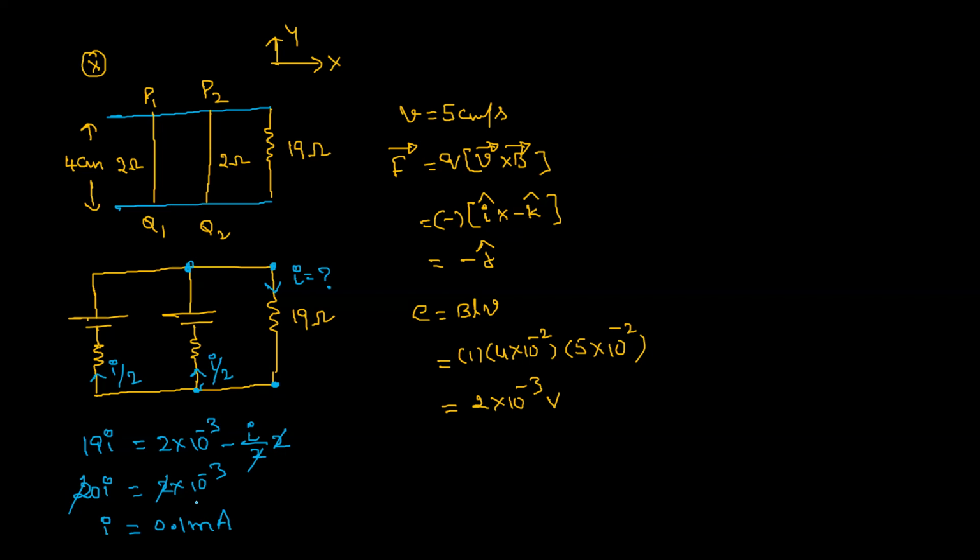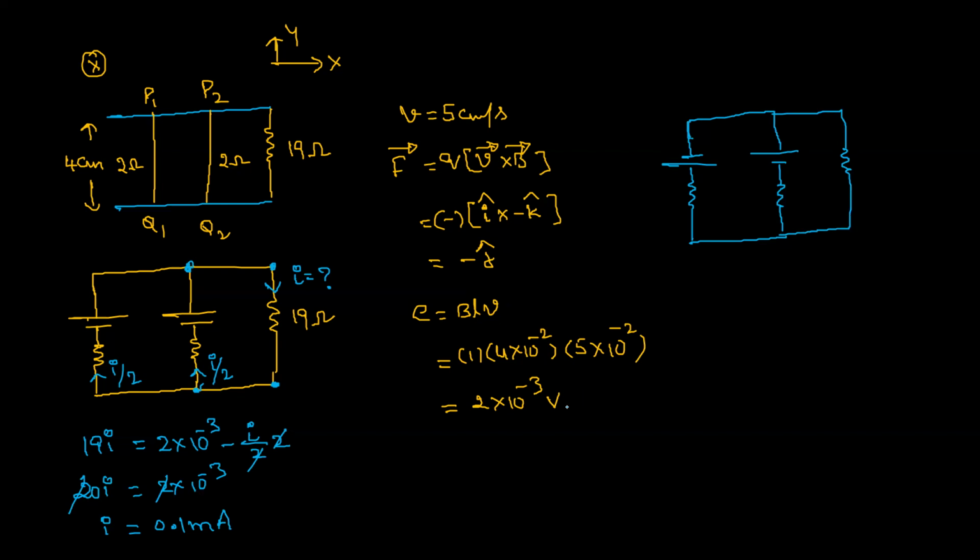If P1 Q1 moves towards the left and P2 Q2 moves towards the right, see how the circuit will be. The only change is in P1 Q1, which is moving to the left side. Now the upper one becomes low potential and the lower becomes high potential. This is now the circuit. The remaining part has no change. Then see what happens now.